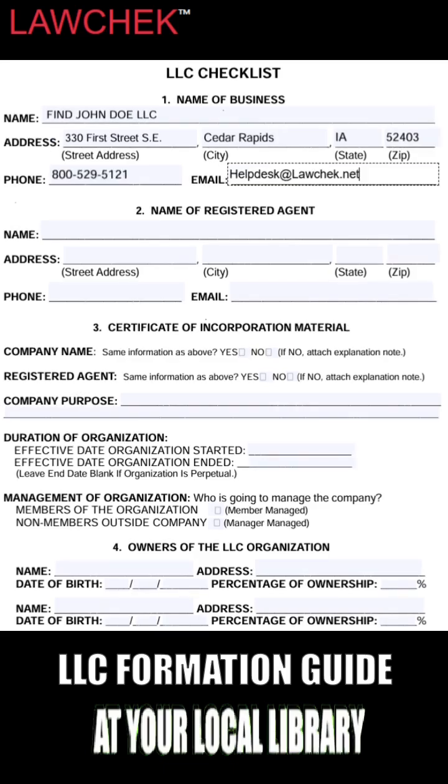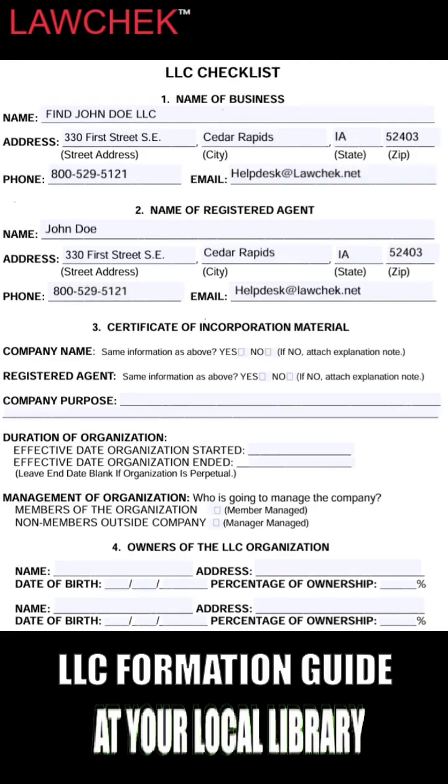Number 2 on the LLC information sheet is a registered agent, the person who is going to be responsible for receiving legal documentation. A registered agent is required in the state that you register your business in, and the reason for it is the registered agent is the physical individual person who is willing to receive legal documentation.